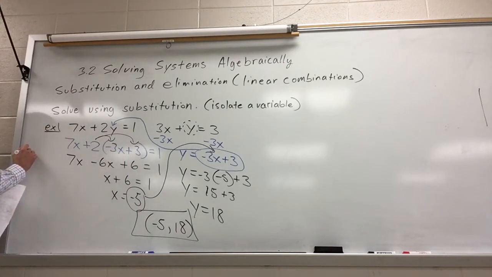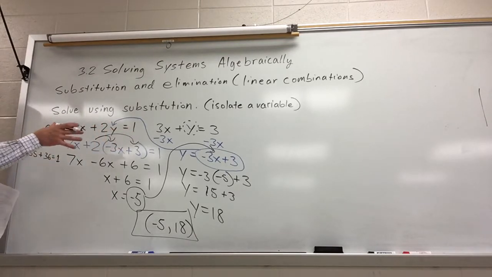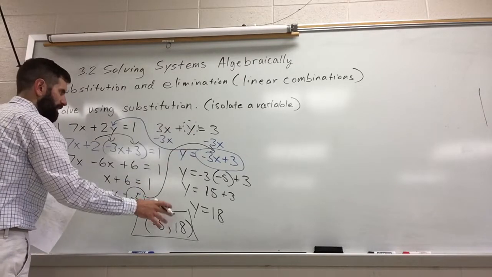But I'm going to get 7 times -5 is -35, plus 2 times 18 is 36. And when I add those together, looky there, I get a 1. So it checks out on that side. But it turns out it could work for one and not work for the other. So I need to check the other side as well.